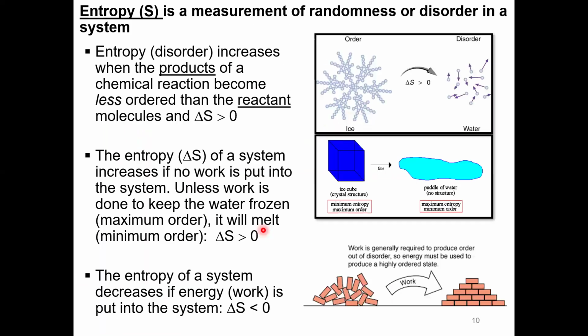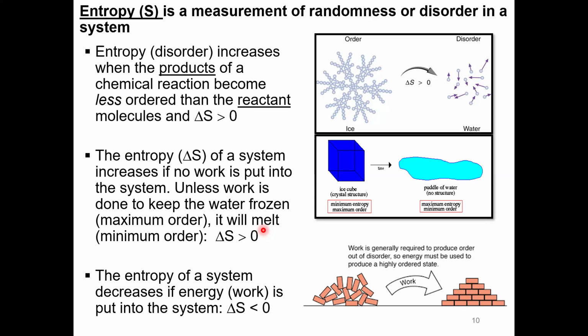Now there is something called entropy. This is basically a measurement for randomness or disorder in a system. It increases when the products of a chemical reaction become less ordered than the reactant itself. So the delta S would be greater than 0.